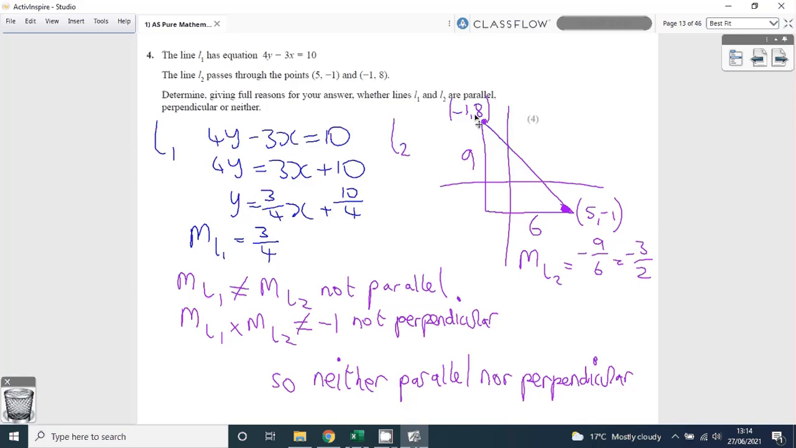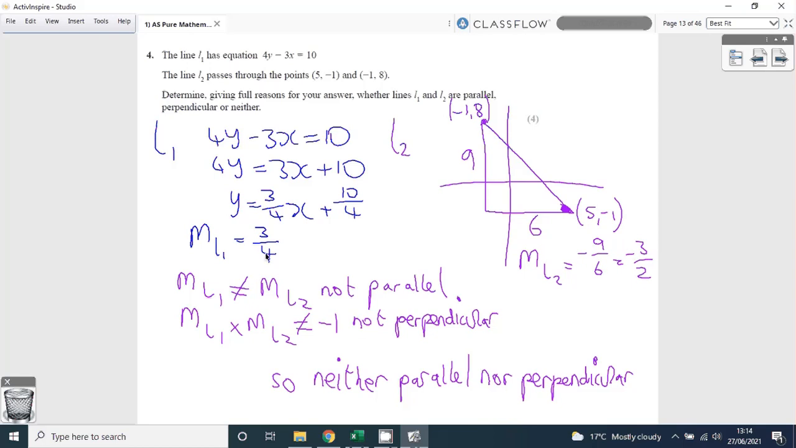Now, doing a quick sketch for L2, I've got my 5, minus 1 over here, my minus 1, 8 over here. I've drawn in the triangle. So my x step is going from minus 1 to 5, which is 6. My y step is going from minus 1 to 8, which is 9. So my gradient is the y step, 9, over the x step, which is 6. But as it's going downhill, that's minus 9 over 6, which simplifies to minus 3 over 2.